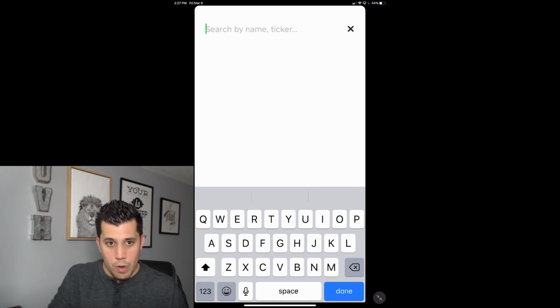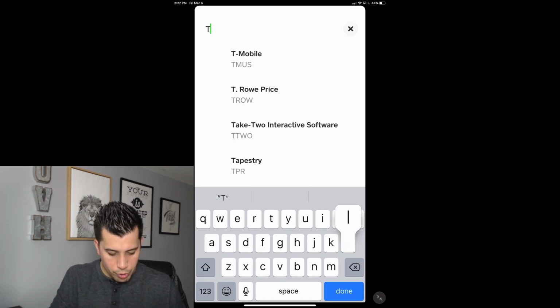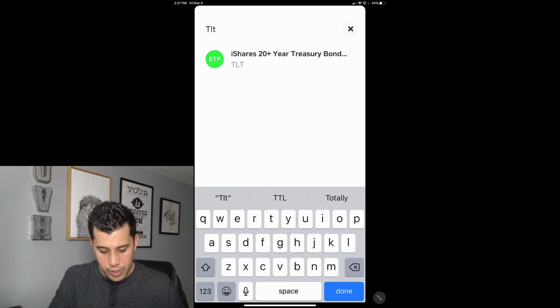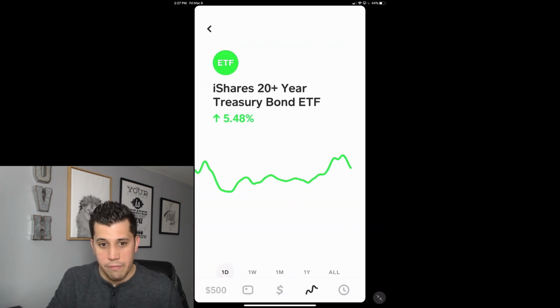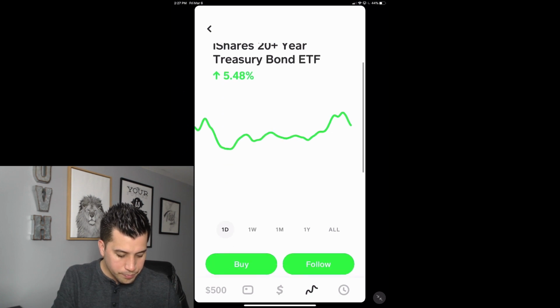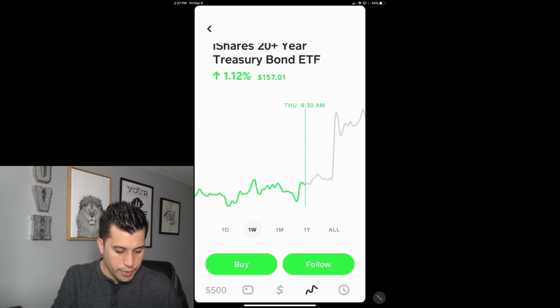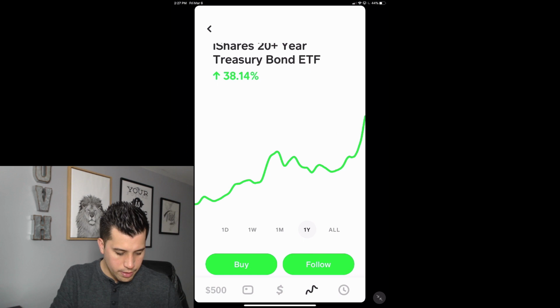Right now, bonds are going up, so I'm going to try to do a stock purchase on TLT, which is a 20-year Treasury bond. So these are going up. Now, if you go here, this is up 5.5% today. The charting is very basic. You can scroll through it. Shows you where it was a couple of days ago. You saw the big rip it had today, and this is where it's at.